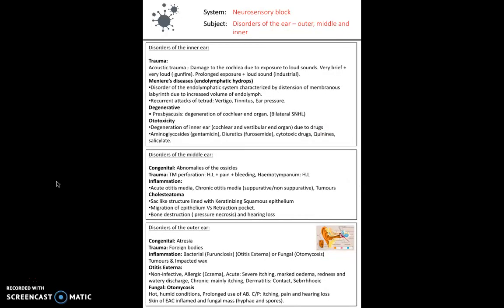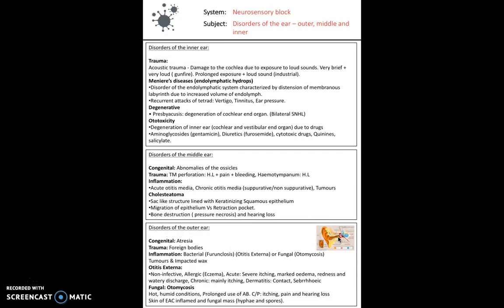Moving on, we look at disorders of the ear. Now the ear can be divided up into outer, middle and inner ear. It's a little bit difficult to see on this slide, however there is a diagram down at the bottom here which shows the segmentation of the ear into outer, middle and inner, and this might be quite useful in terms of visualizing where these disorders happen.